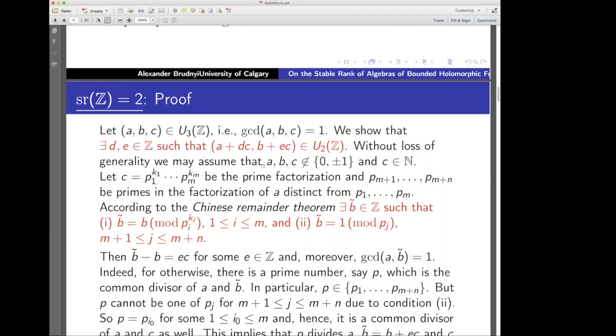Okay, so without loss of generality, we may assume that a, b, c are not in the set {0, plus or minus 1}, because otherwise it's very easy to prove. And multiplying by plus or minus 1, we can assume also without loss of generality that c is a natural number. Let us consider the prime factorization of c: p_1 to the power k_1, and so on, p_m to the power k_m.